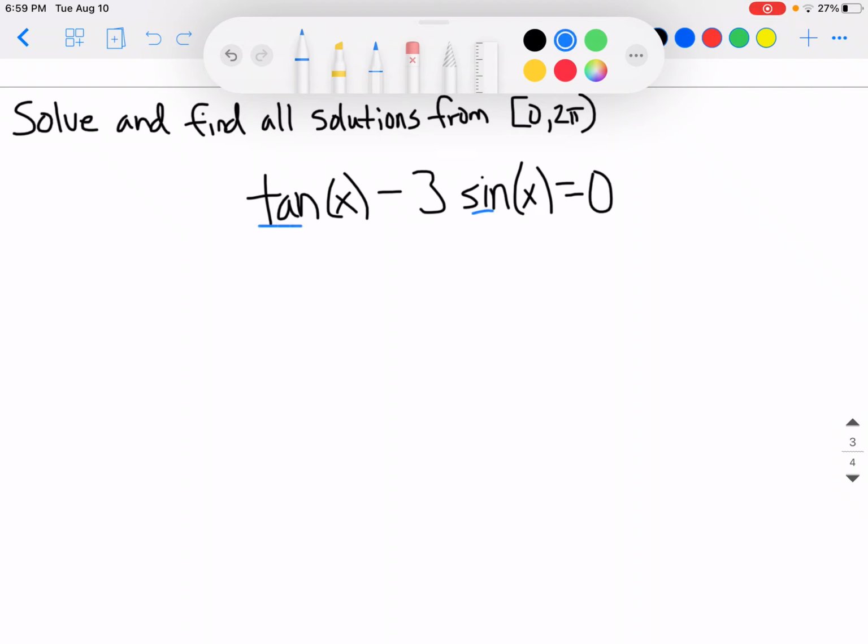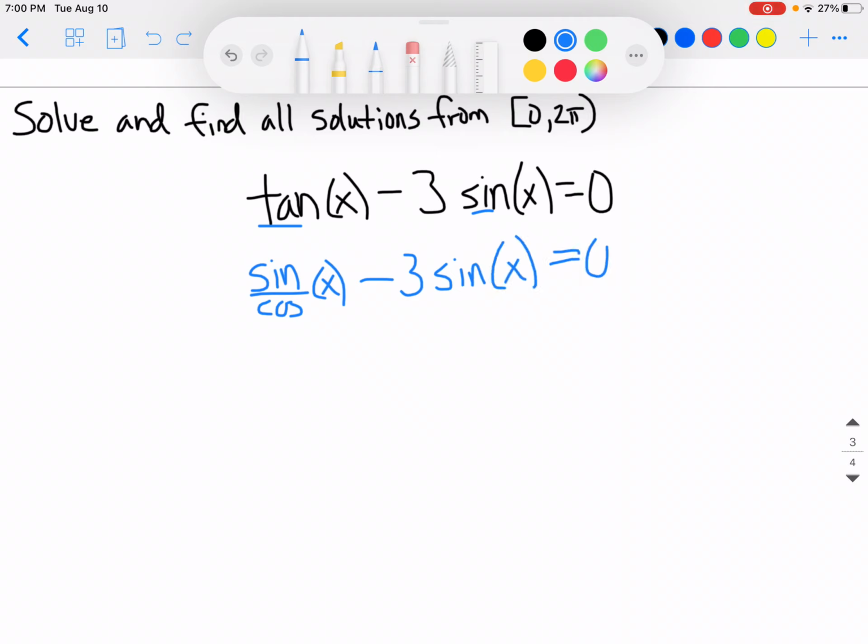So what we want to do is find a way to convert it to a single trig function, or we kind of want to play around with it and see what we can do. Now here's the thing. We're going to rewrite this. Tangent can be written as sine over cosine. And so that's sine over cosine of x minus 3 sine of x.